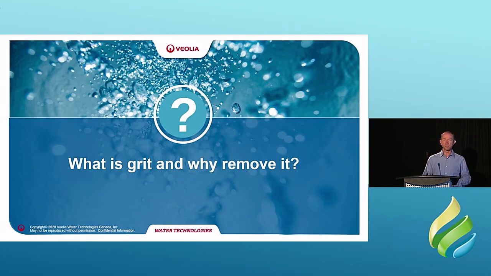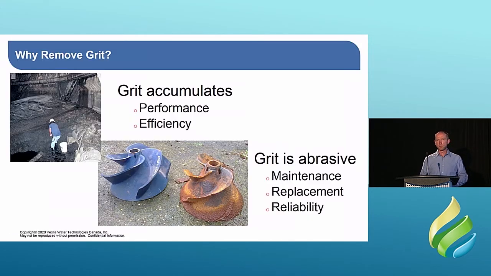Okay, so what is grit and why should you remove it? So starting with the why remove it, this is probably not going to be a surprise to people who operate wastewater plants. Grit settles, it's dense, so it's going to settle out, and it's typically inert as well. That means it can accumulate in basins, things like bioreactors, digesters. It just fills up space.